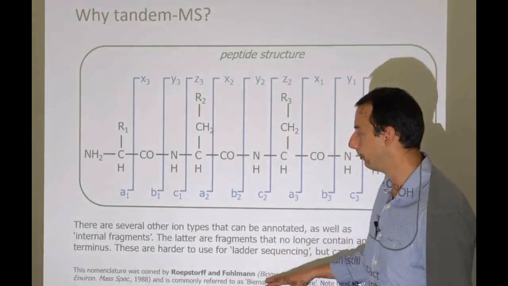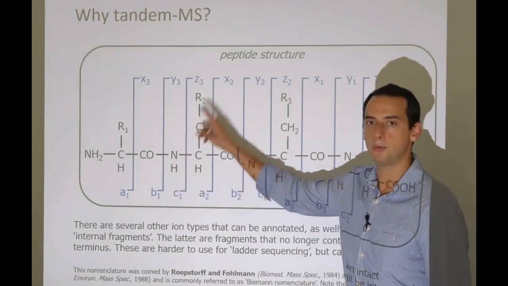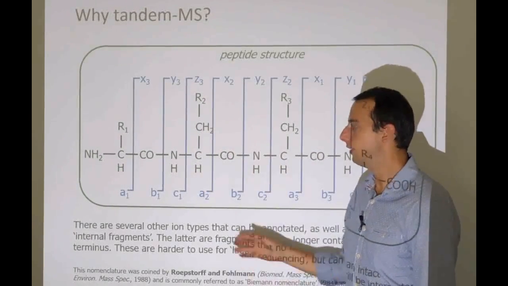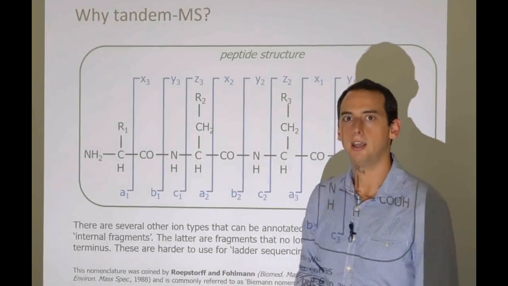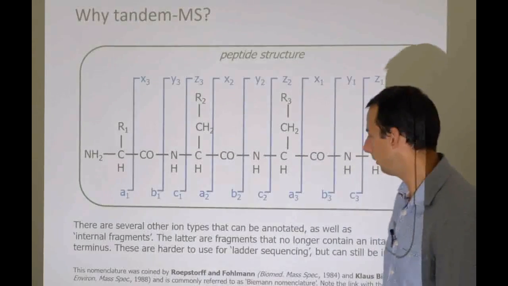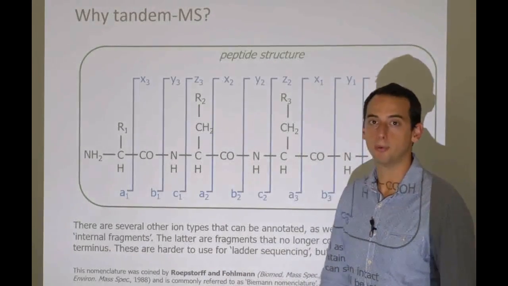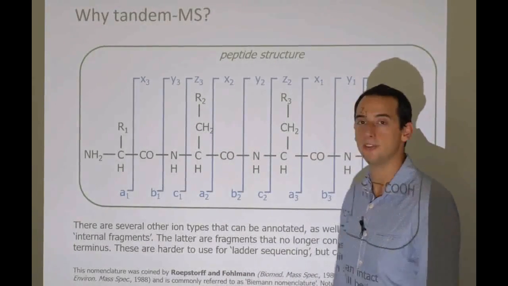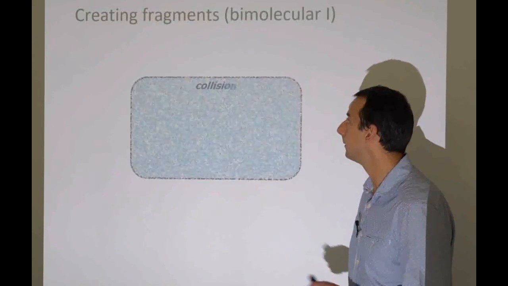A last note is the nomenclature. This particular nomenclature with A, B, C, X, Y, Z is called Biemann nomenclature, but it was originally published by Roepstorff and Volman. So we should actually call it Roepstorff nomenclature, but fair enough. History has its way of changing these things, I guess.